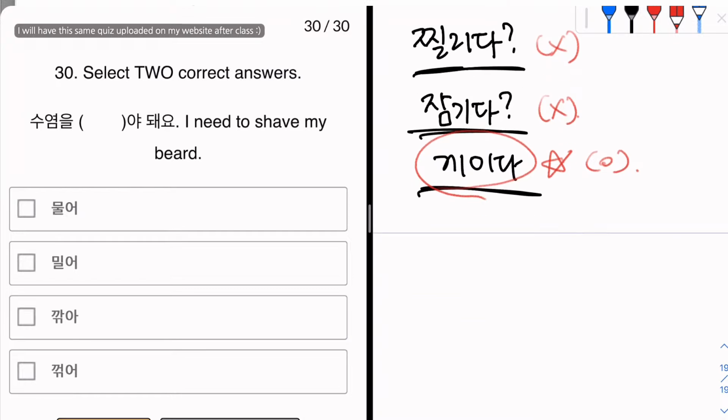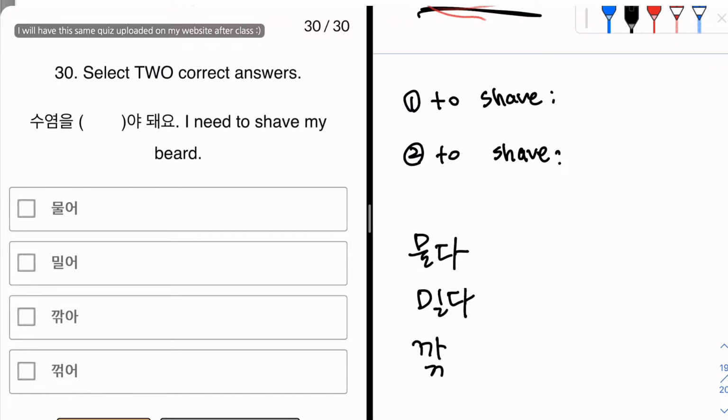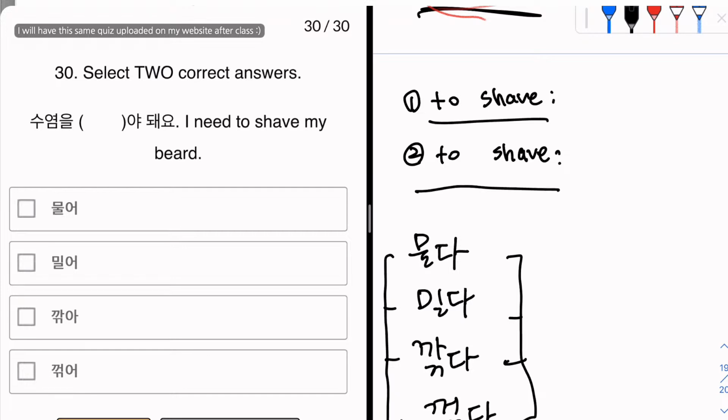That's a relief. Alright, so 수염을 blah blah blah blah blah 야 돼요. So we learned 2 verbs that can be used for shaving. When it's used with your body hair, you can use these 2 verbs for shave. Do you guys remember what that is? Is it 물다? Or 밀다? Or 깎다? Or 꺾다? So which 2 of these 4 verbs mean to shave when used with body hair?